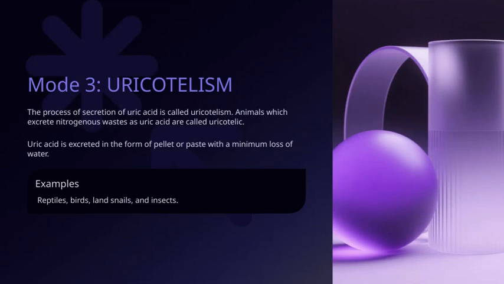Now, let's look at some examples of animals that excrete uric acid, including reptiles, birds, land snails, and insects. These animals have adapted to conserve water by excreting uric acid in the form of a pellet or paste, which minimizes water loss. This method is particularly advantageous for animals living in dry environments. The process of excreting uric acid is called uricotelism, and animals that excrete nitrogenous wastes this way are known as uricotelic animals. This mode of excretion is a key adaptation for water conservation and is a crucial part of how these animals survive in their respective habitats.